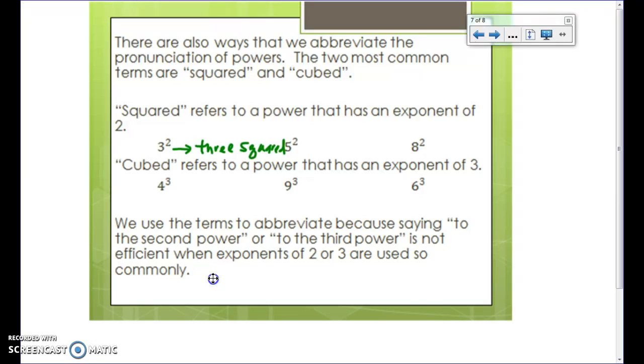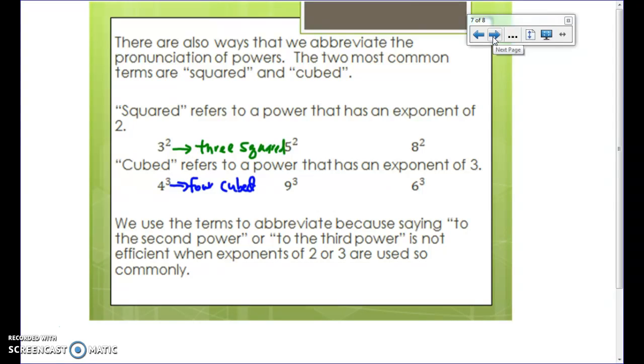these squares and cubes are used very often in math. So instead of saying to the third power over and over and over, I would just say 4 cubed. And then you would know that I'm talking about the third power. So if I say squared, it's to the second power. If I say cubed, it's to the third power.